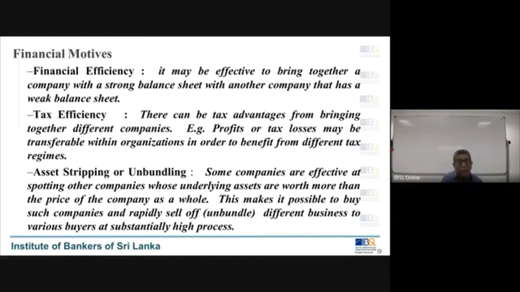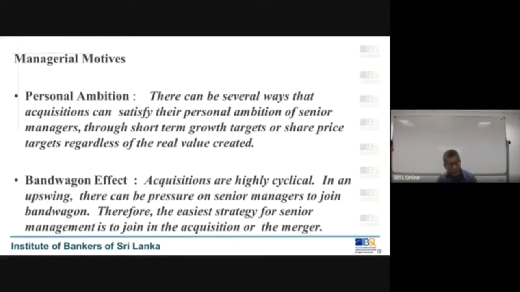The third motive is basically managerial motives. Some people want to join with another Western company like Unilever, because their management style is different. So they want to change their managing style, right? And because of personal ambitions of senior managers, short-term growth strategies and share price targets, regardless of the real value created. So these are some of the reasons why people go for it.